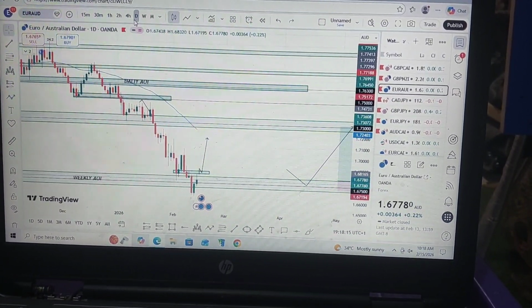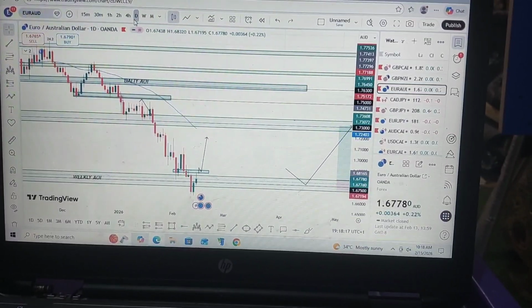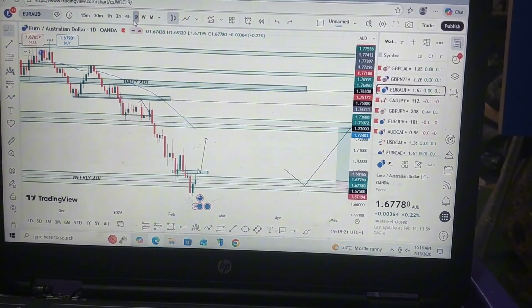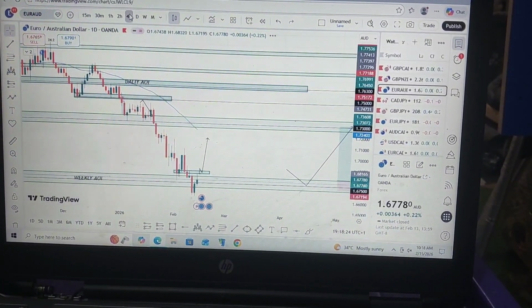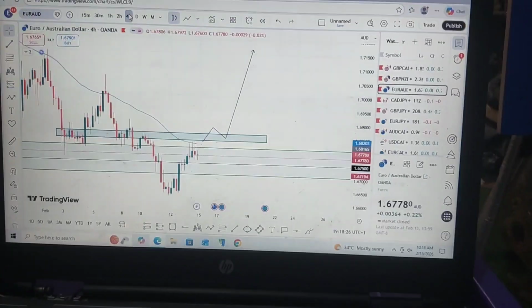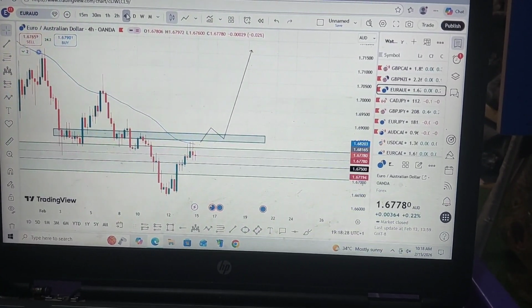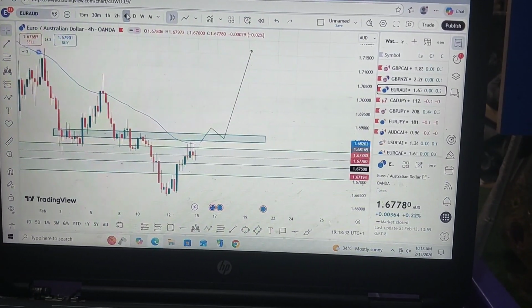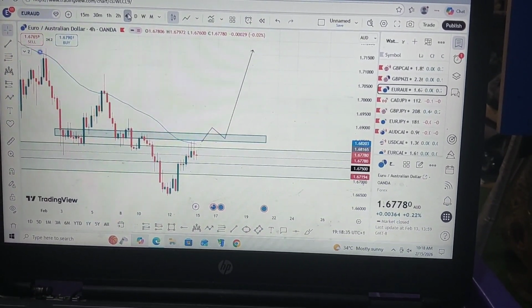In the daily time frame, we are still bearish. Let's go down to the 4 hours so we can see what is happening. In the 4 hours time frame, we can clearly see we are still bearish. So we have 3 time frames in sync.